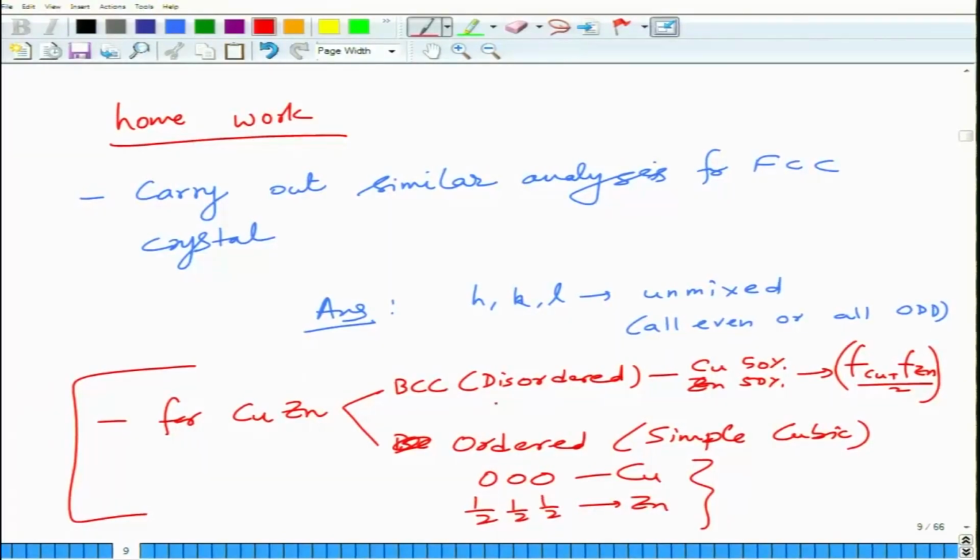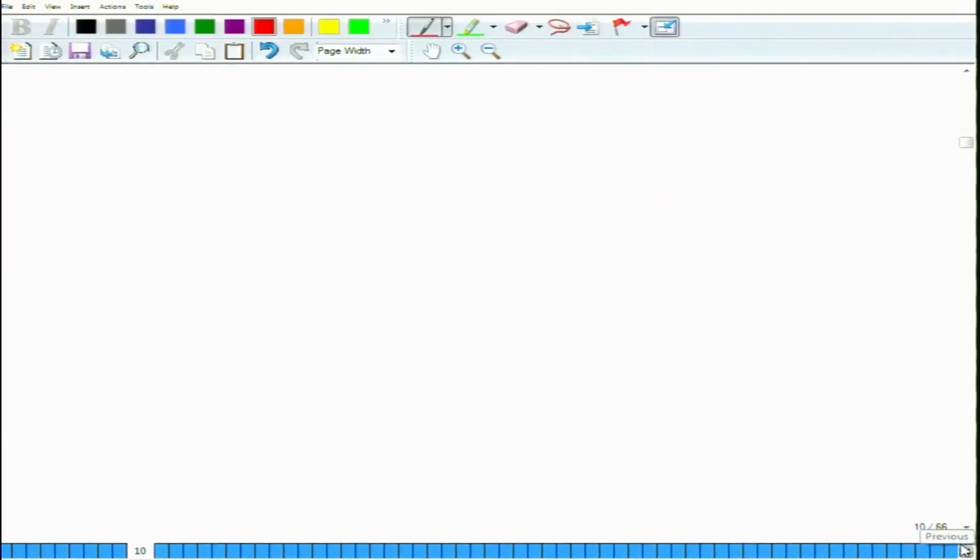because one will show you an X-ray diffraction pattern which is like BCC, and the other will show you an X-ray diffraction pattern which is like simple cubic, okay. So, the extra peaks which will come out in simple cubic will be called superlattice reflections. We will not get into details of them, but let me now just summarize this part.